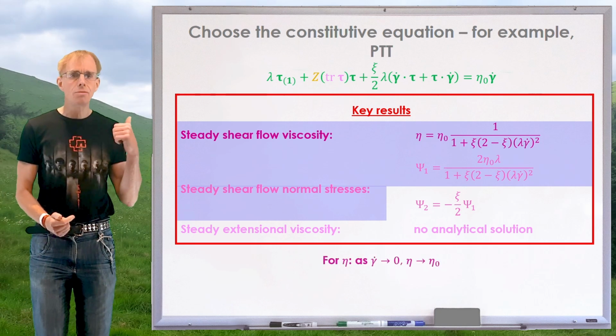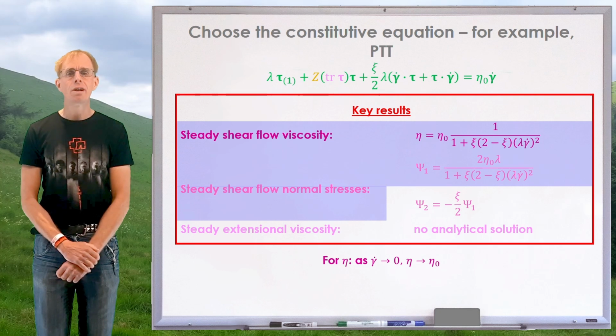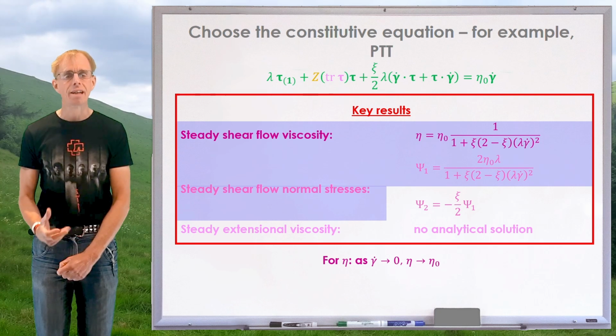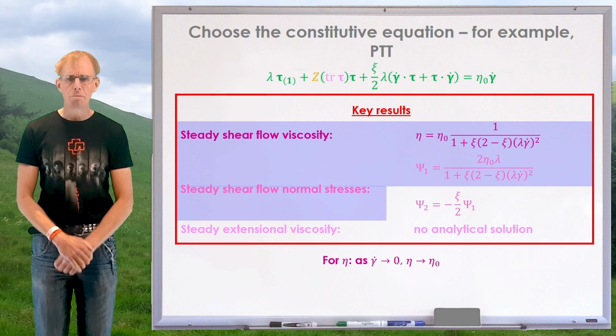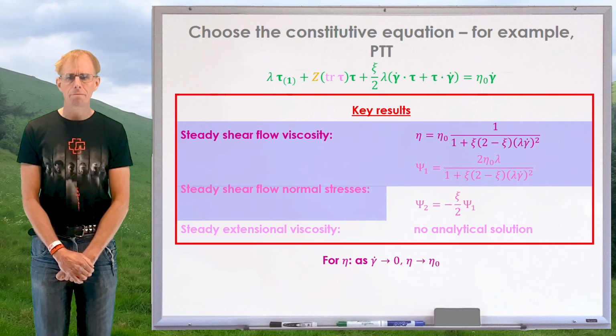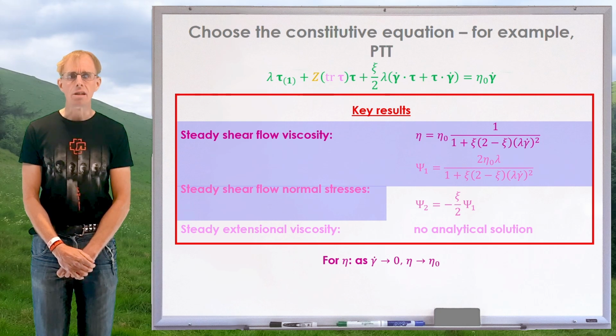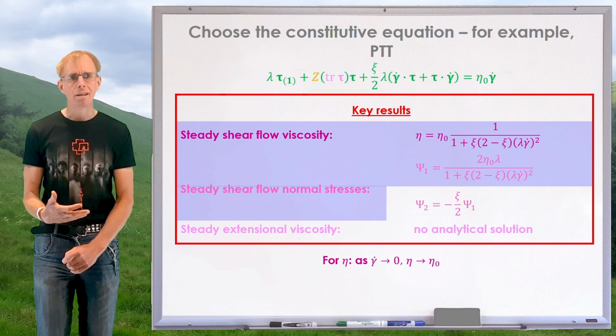So let's examine the viscosity equation to start with. Let's look at the limit of vanishingly small shear rate. Let's say that gamma dot tends to 0. And when we look at gamma dot tends to 0, what we will see is that eta will approach eta 0. That's rather handy.